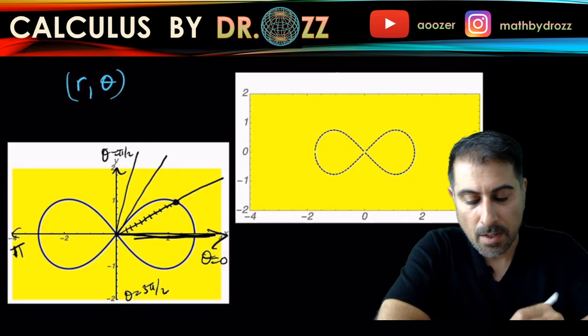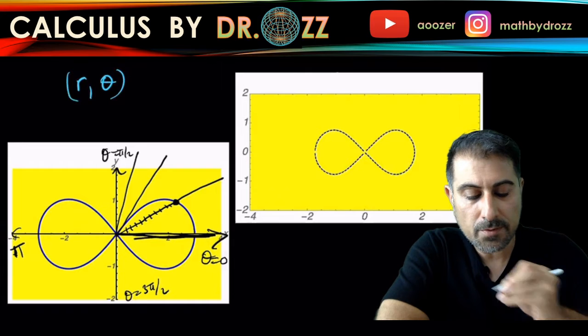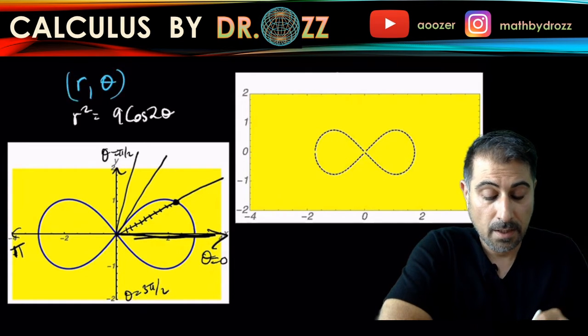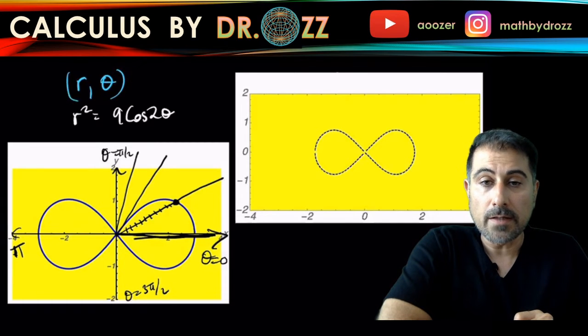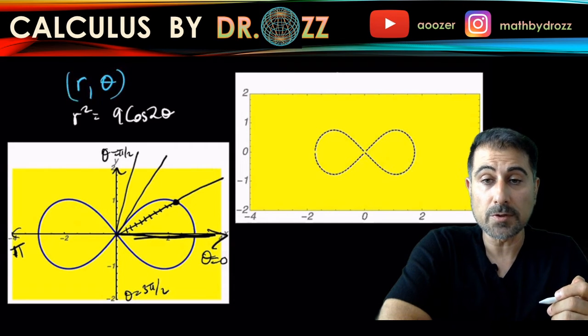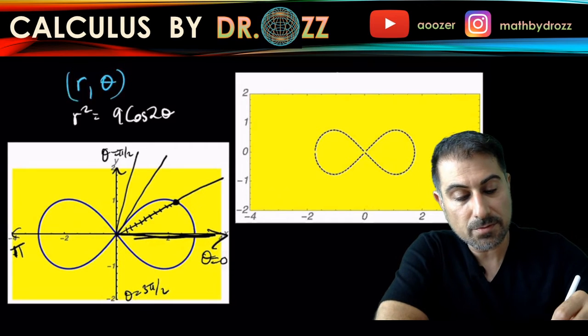For example, r squared equals 9 cosine 2 theta. When theta equals 0, that means I'm on the positive part of the x-axis. Okay, and 2 times 0 takes you to cosine 0, right? Cosine 0 is 1, so r squared equals 9. So r is 3, so that's why the curve passes through this point, okay?